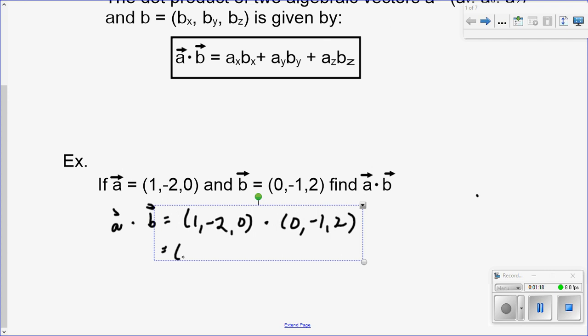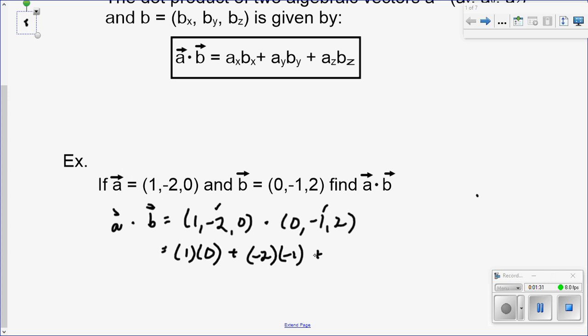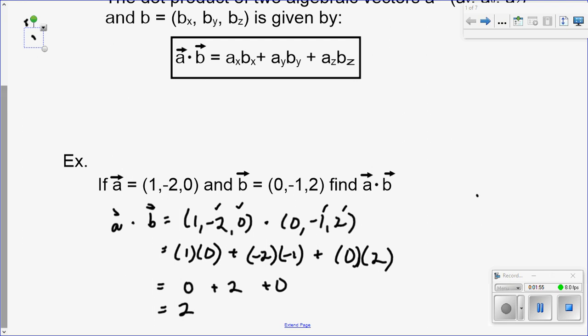So I take the 1 out of the x component, multiply it by the 0 out of the x component of the second vector, add that to -2 and then -1, that's this point and this point, and then add that to my 0 and my 2, and that's these 2 points as well. So that's just x components, y components, z components. I get a sum total of 2.